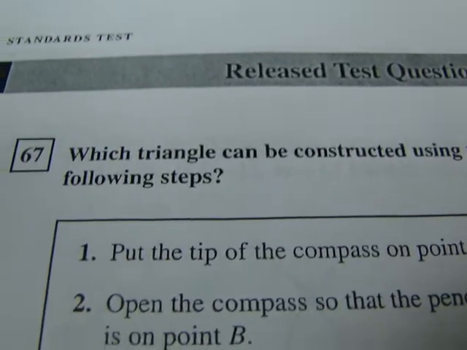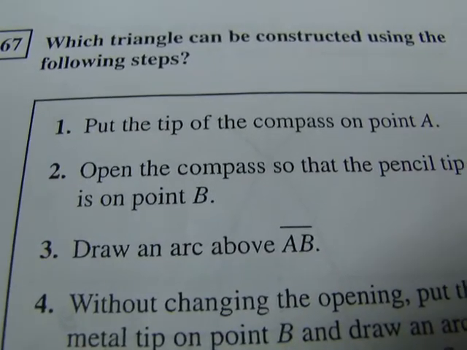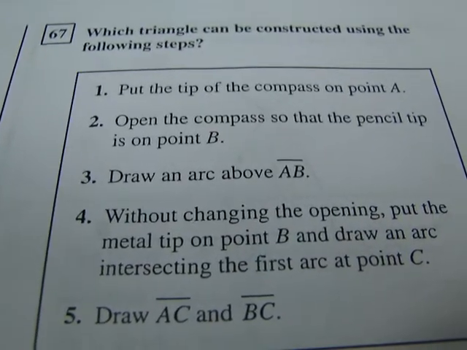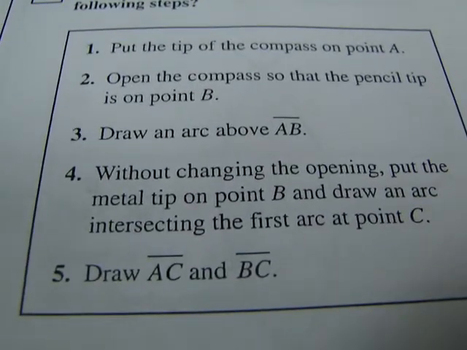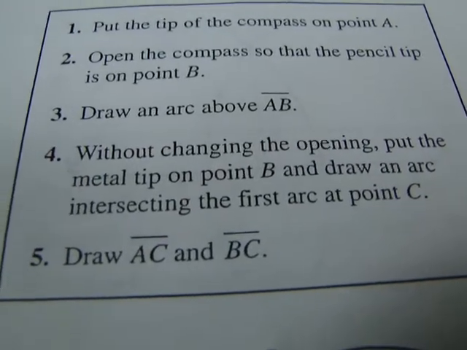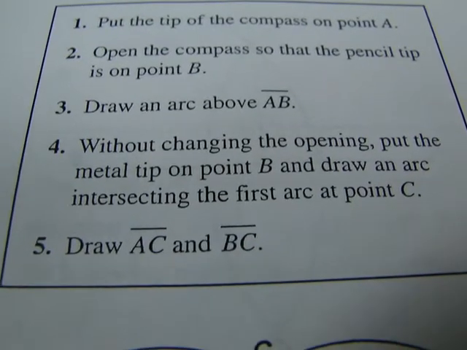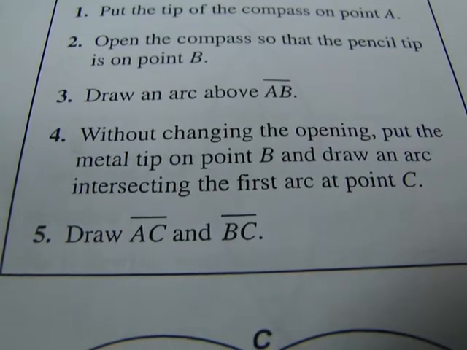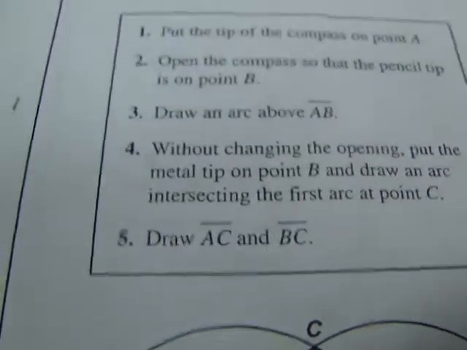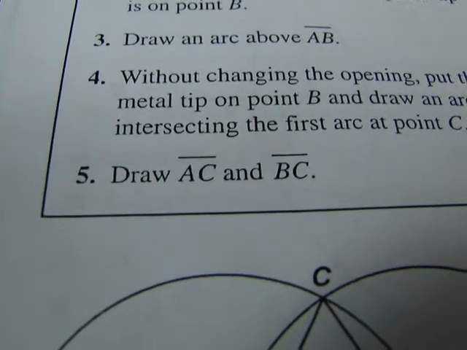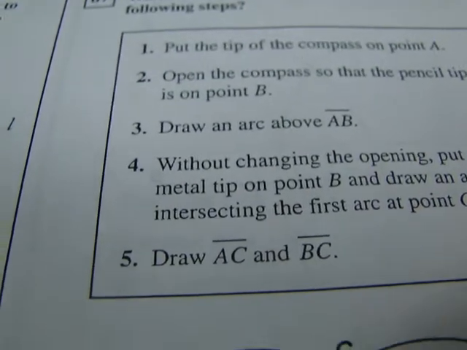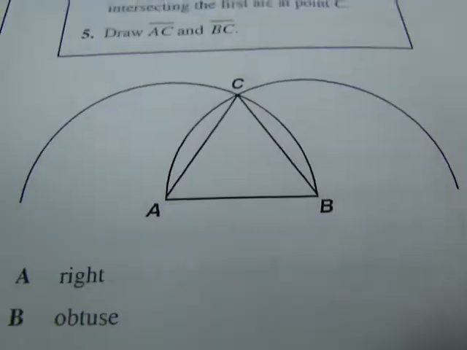Alright, 67. Which triangle can be constructed using the following steps? A, put the tip of the compass on point A. B, open the compass so that the pencil tip is on point B. 3, draw an arc above AB. 4, without changing the opening, put the metal tip on point B and draw an arc intersecting the first arc at point C. 5, draw segments AC and BC. Okay, that may be a little confusing, but this drawing should tell you everything.